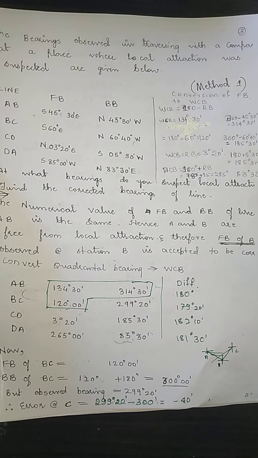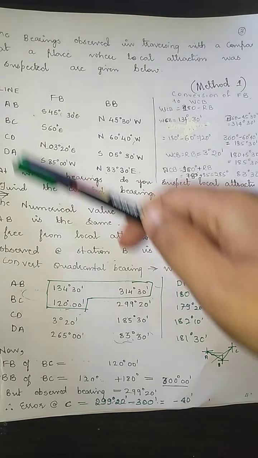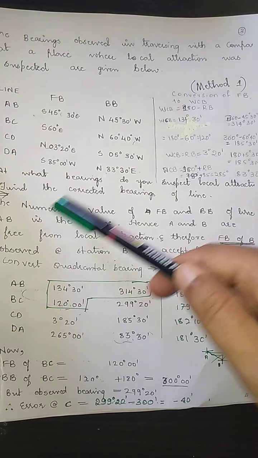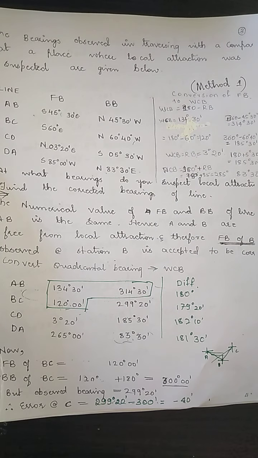In the previous class, we have solved the problems on local attraction. In today's class also, we are going to solve one more problem on local attraction where the fore bearing is given in the quadrantal bearing system or the reduced bearing system. How to convert it, we are going to see, and we are going to solve one more problem on local attraction, and we are going to see what is magnetic declination, and on that we are going to solve one problem.